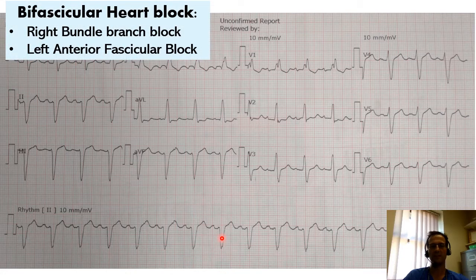But this ECG combining right bundle branch block with left axis deviation, this tells us it's not just that there's right bundle branch block, there's also block of part of the left bundle, and in this case it's a left anterior fascicular block, and this together is called bifascicular block.